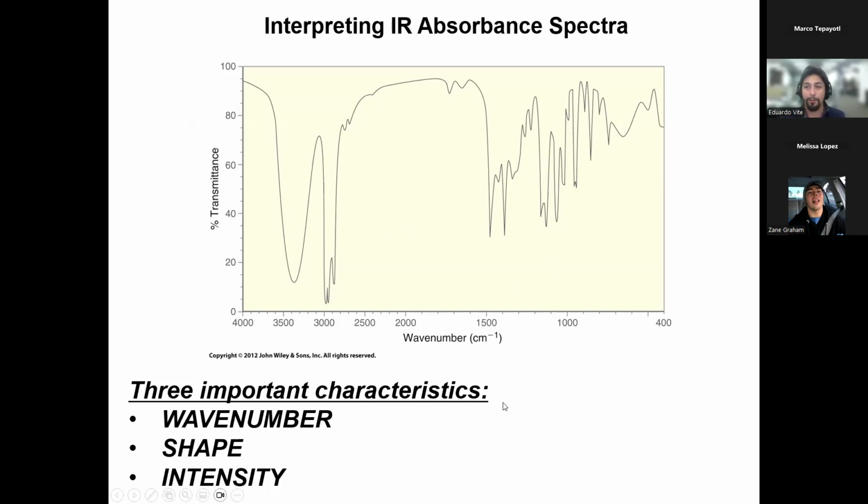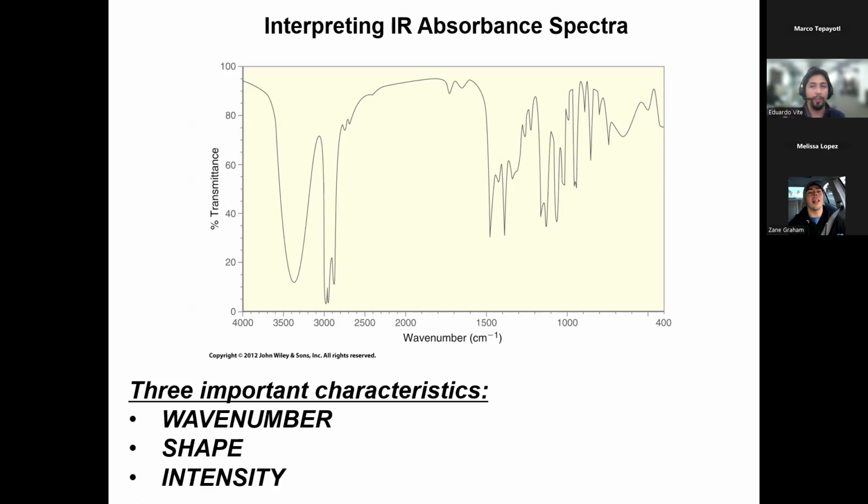So you can see here that the three things that we look for in the IR spectra are the wave number, in other words, where exactly is the peak located? The shape: is it sharp? Is it pointy? Is it broad? Is it rounded? That tells us a lot of information. And also the intensity. Is it a very low absorption? Is it a very high absorption? Those things give us what we need to know to determine the functional groups and determine what our molecule is.